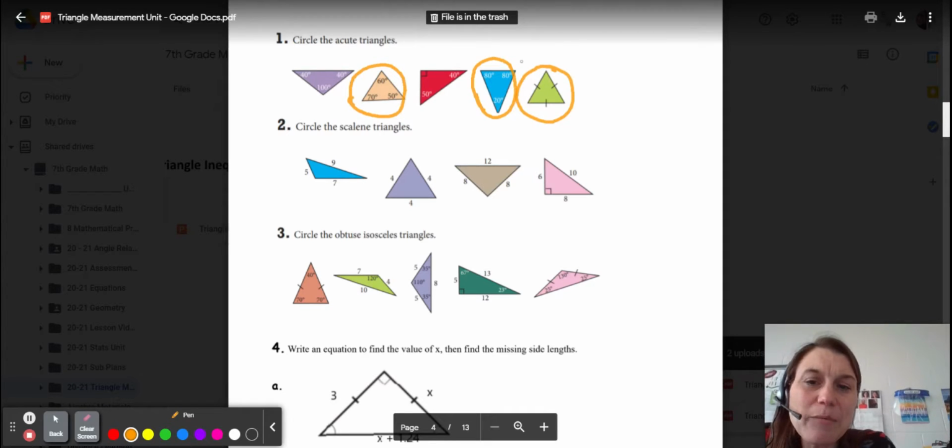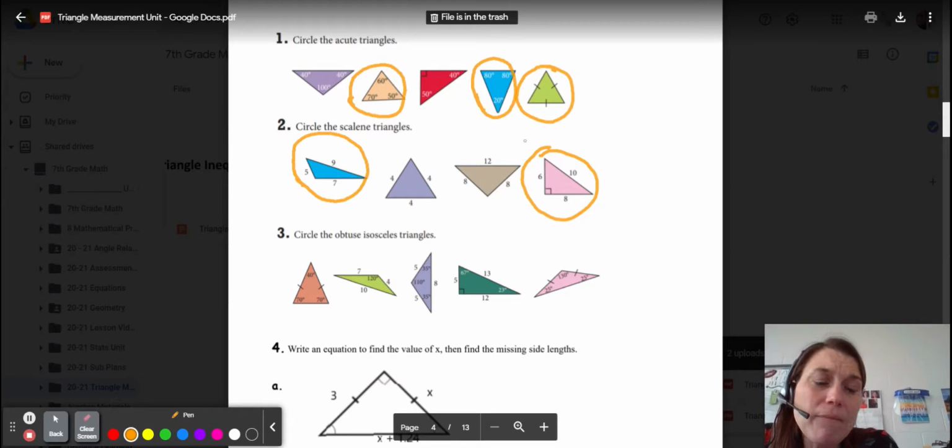From there, number two says circle all the scalene triangles. Now we're only identifying the triangles by their side lengths. Scalene, if you remember from last week, means that all the side lengths are different sizes. So I'm just looking at the numbers themselves. For example, this purple one is equilateral because all of them are the same number. And the gray one is isosceles because two of the sides are equal. If two of the sides are equal, it's isosceles. If all the sides are equal, it's equilateral. If it's not those two things, it has to be scalene because you have to have all three different numbers. So I know it's that.